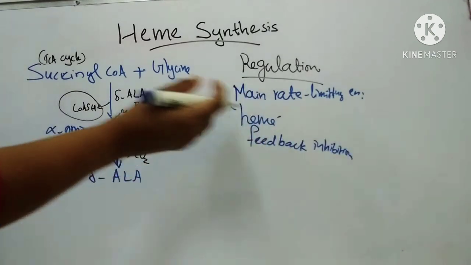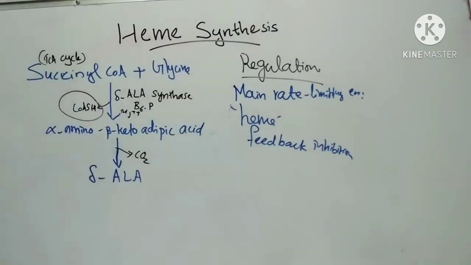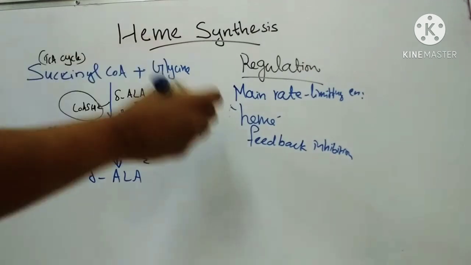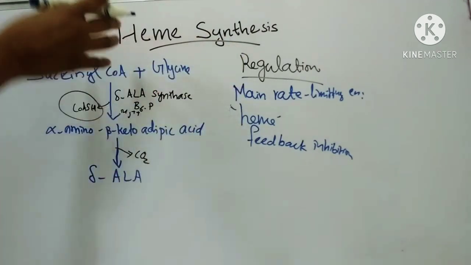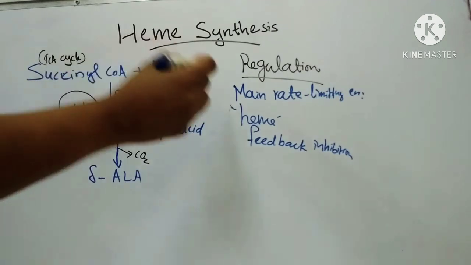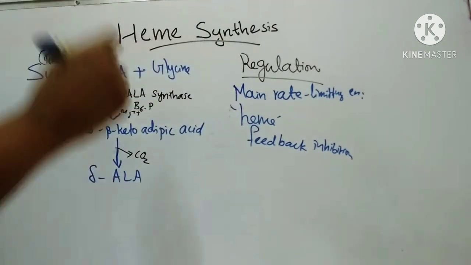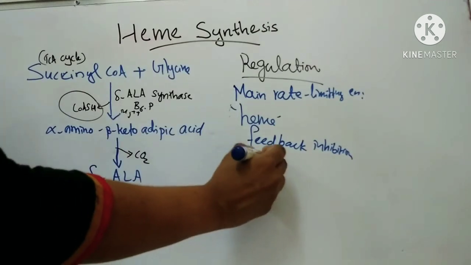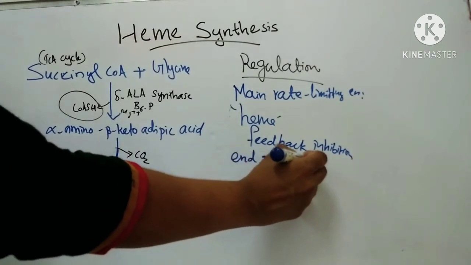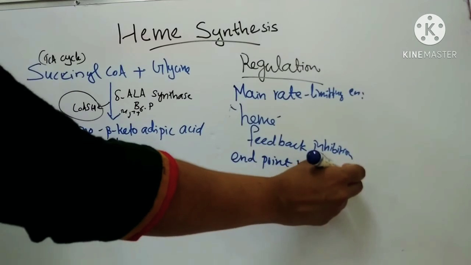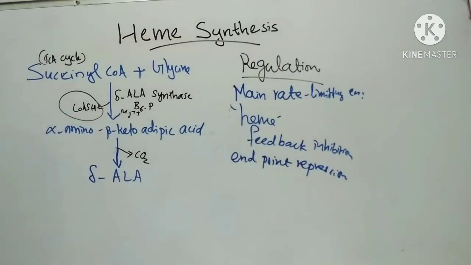End product heme inhibits the enzyme. This is by feedback inhibition. Then heme also causes a repression of the synthesis of enzyme, that is endpoint repression. That is the regulation of this delta amino levulinic acid synthase enzyme.